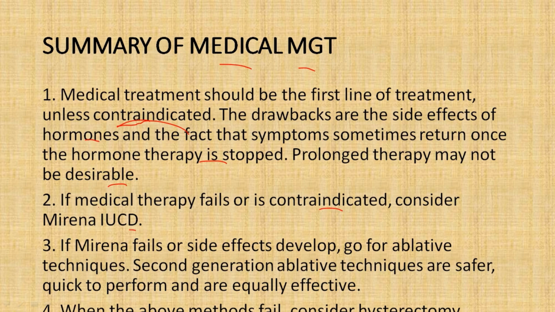If medical therapy fails or is contraindicated, consider Mirena intrauterine contraceptive device. If Mirena fails or side effects develop, go for ablative techniques. Second generation ablative techniques are safer, quick to perform, and equally effective. When the above methods fail, consider hysterectomy.